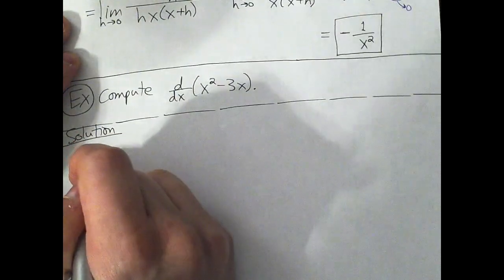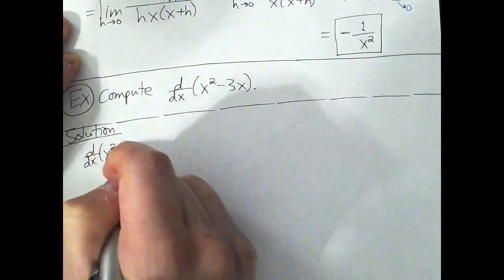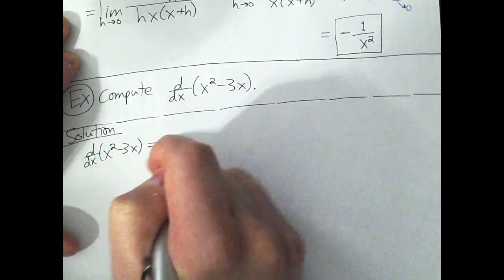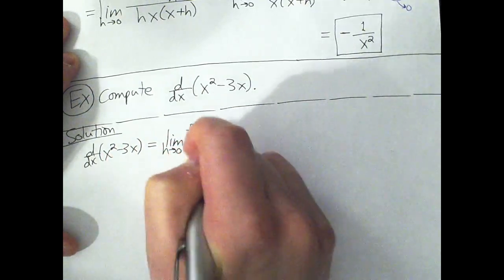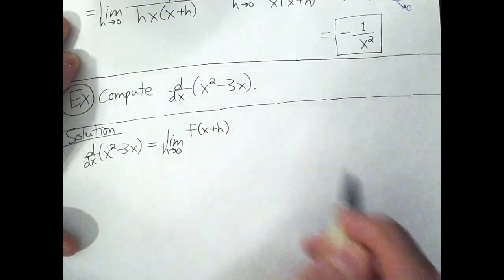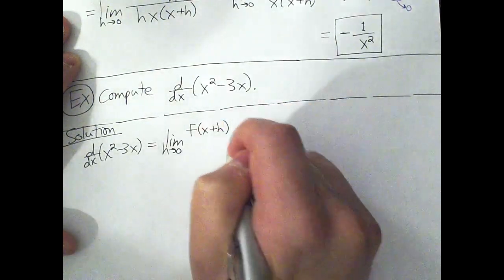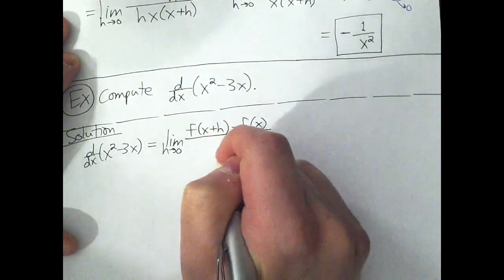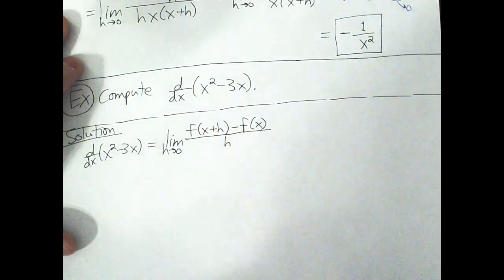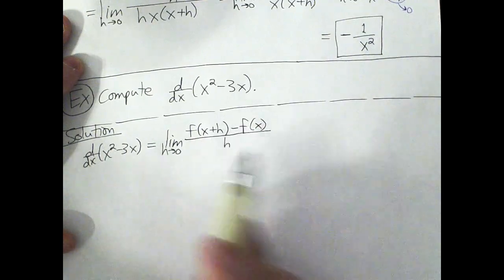So let's get started on this. d/dx of this function equals the limit as h goes to 0. Remember earlier in this video, I suggested that if you've got this formula and you want to memorize it, it would be a good idea to just write it every time you use it. And I said that after you write it 5 or 6 times, you'll start to just know it. So hopefully that's happening. Just write the formula every time.